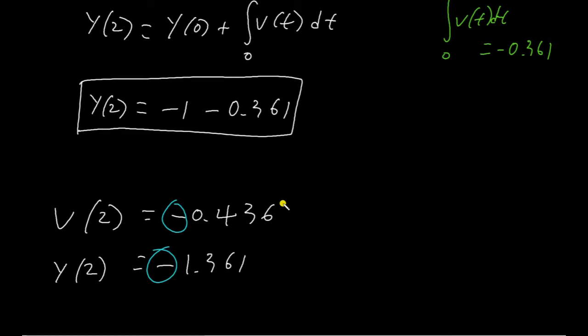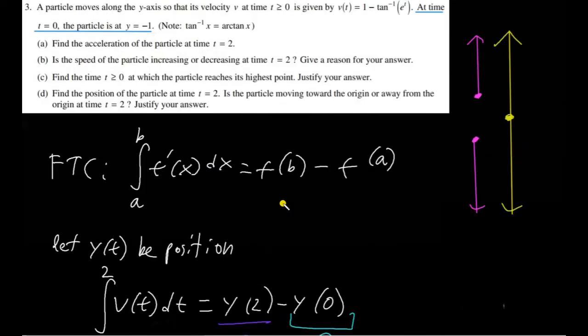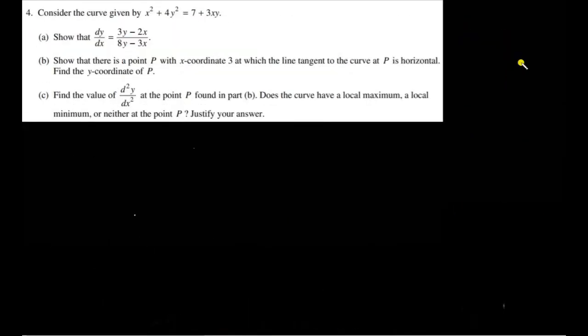Okay, now that was the end of question 3. Let's move on to question number 4. Alright, so question 4. We have to consider a curve given by x squared plus 4y squared equals 7 plus 3xy. And then in part A, we need to show that dy/dx is equal to this. Okay, so they're giving us the answer for what the derivative is. We just need to show that this is what it's equal to. So they're kind of helping us out a lot here, right?